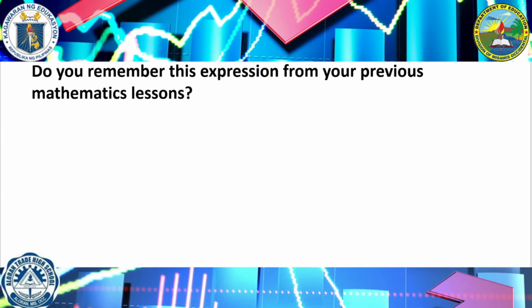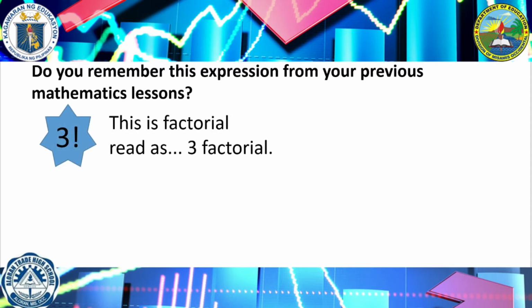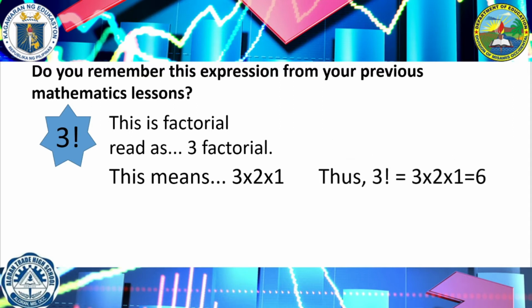Do you remember this expression from your previous mathematics lesson? This is factorial, read as 3 factorial. This means that we multiply the given number in descending order until the first counting number, which is 1. Thus, 3 factorial is equal to 3 times 2 times 1 equals 6.